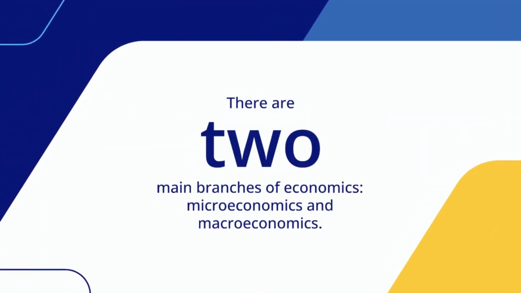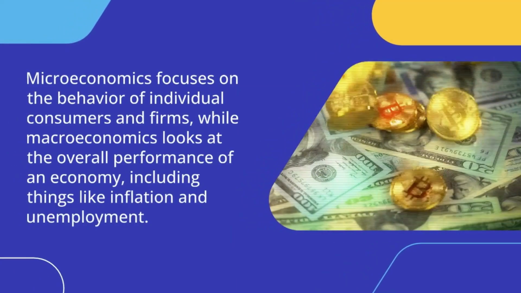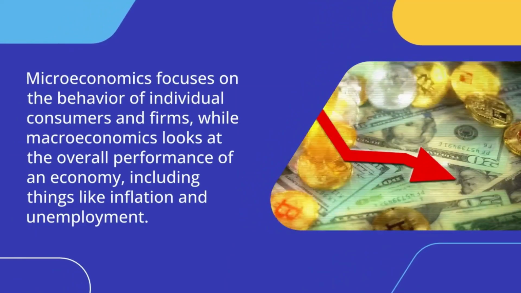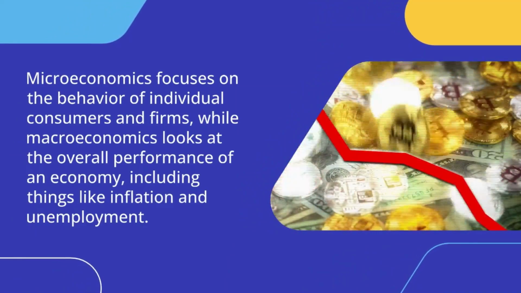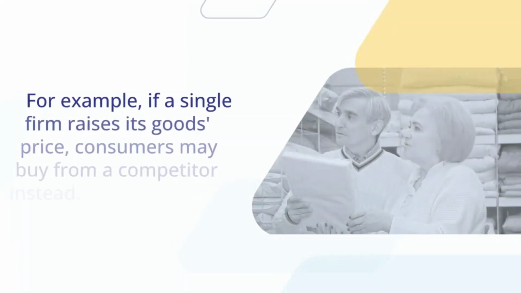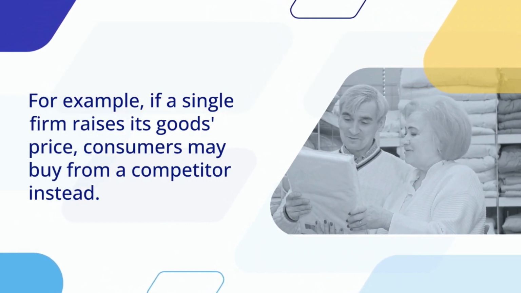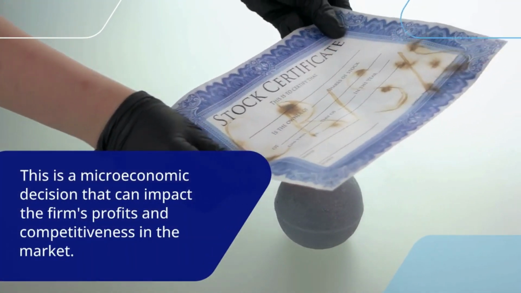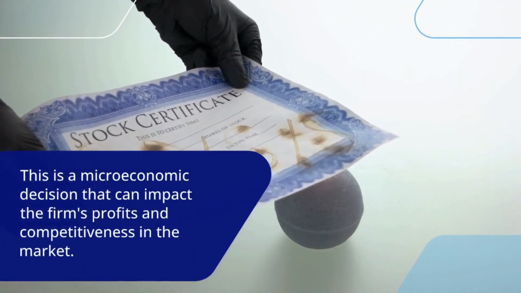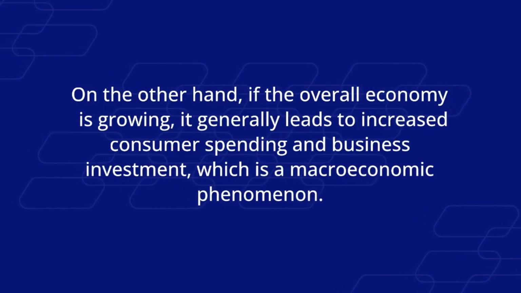There are two main branches of economics, microeconomics and macroeconomics. Microeconomics focuses on the behavior of individual consumers and firms, while macroeconomics looks at the overall performance of an economy, including things like inflation and unemployment. For example, if a single firm raises its goods price, consumers may buy from a competitor instead. This is a microeconomic decision that can impact the firm's profits and competitiveness in the market. On the other hand, if the overall economy is growing, it generally leads to increased consumer spending and business investment, which is a macroeconomic phenomenon.